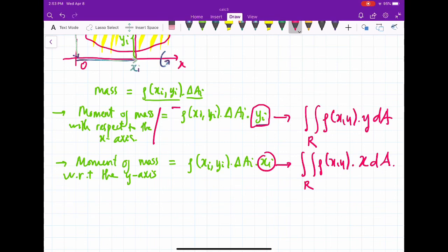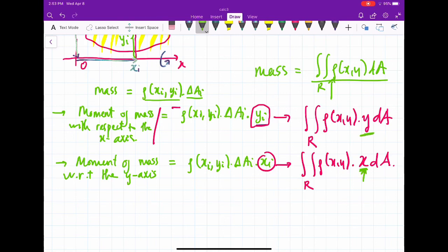Remember, the mass is the double integral on R of rho x and y dA without y and x. You see that? And then for the moment of mass with respect to the x, you multiply with the y right here, but with respect to the y, you multiply with the x right here.